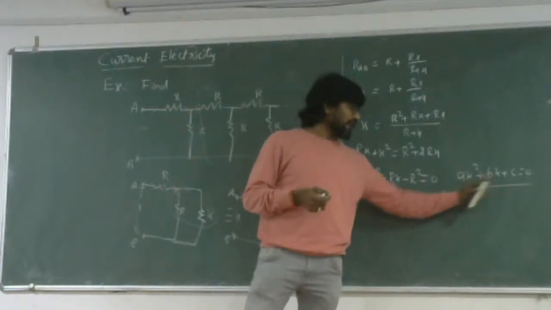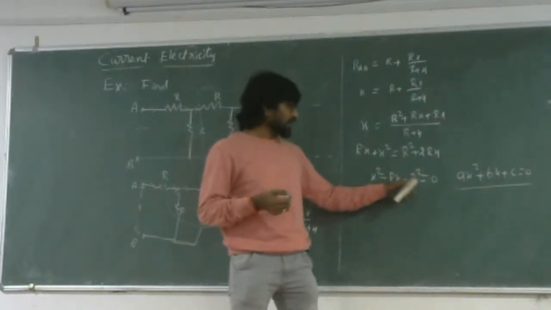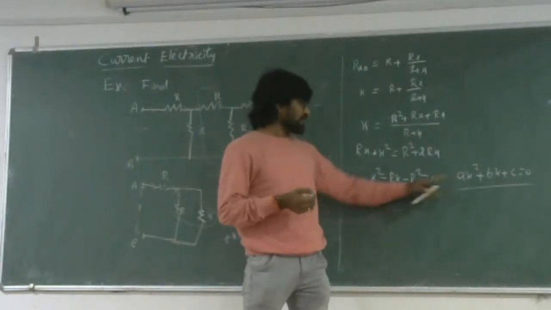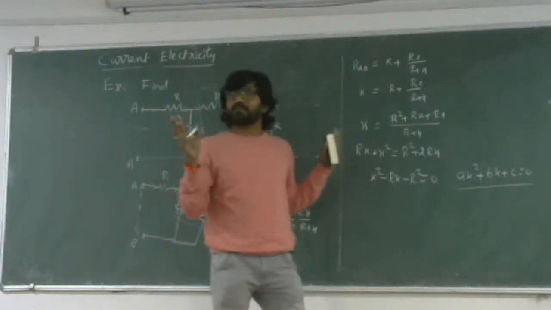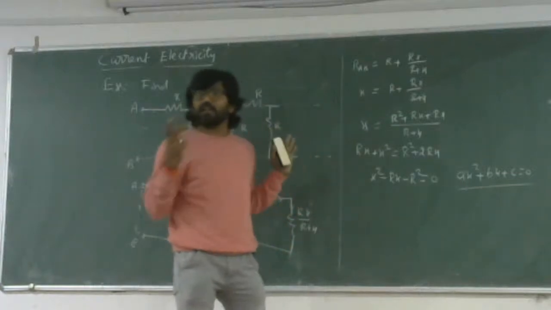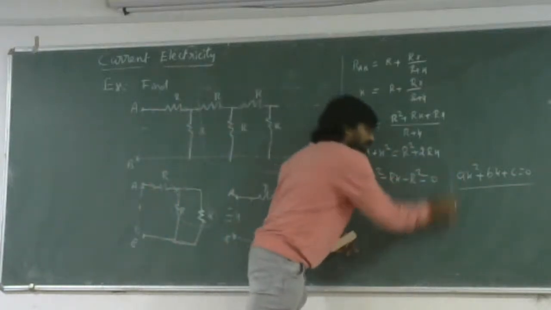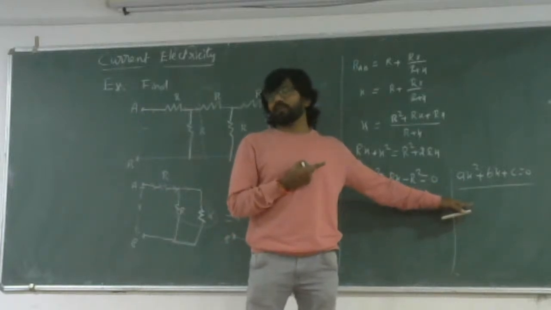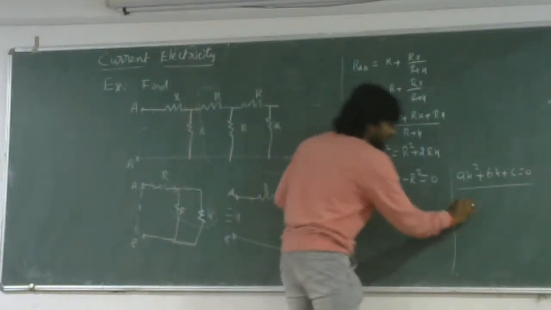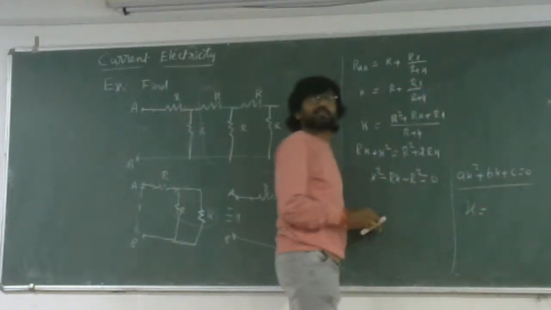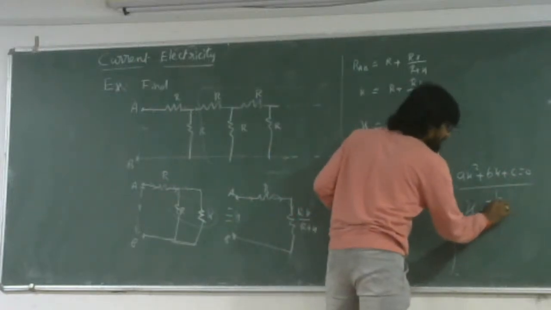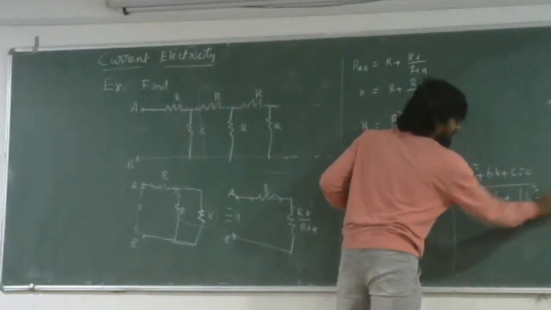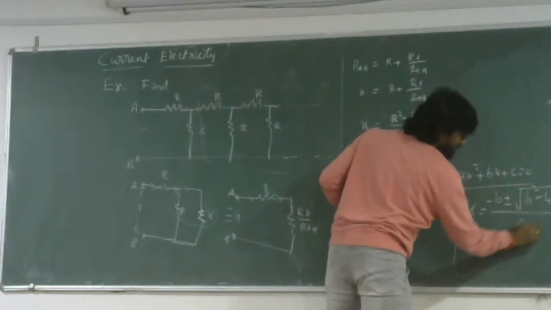The constants are a, b, c. Here the coefficient of X square is 1, the coefficient b is minus R, and in place of c we have minus R square. That's it. So you have to take those a, b, c values. The roots of the quadratic equation will give you the X value here. So what is the formula for the roots of a quadratic equation? X is equal to minus b plus or minus square root of b square minus 4ac by 2a.